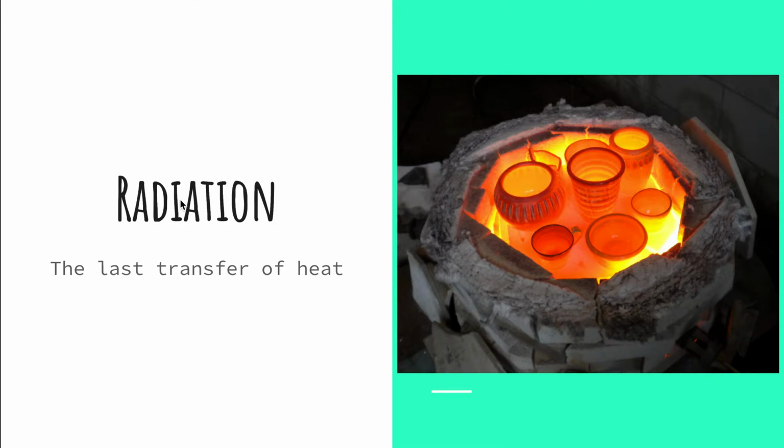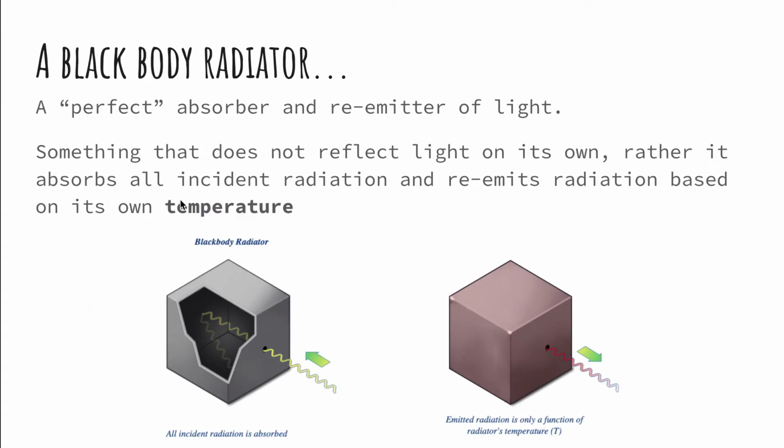They would know when to pull out their pieces based on the color that they see, because that color represents a certain energy, a certain amount of temperature. So a black body absorbs light and re-emits light, all based on the temperature of the box or the object. That's what color it's going to re-emit. And it's going to appear black to us.